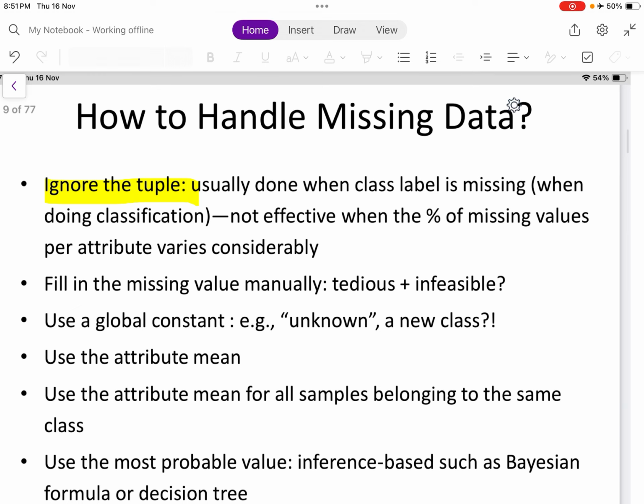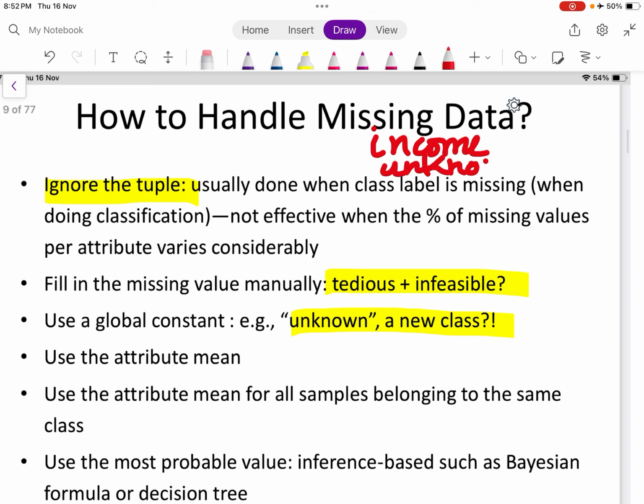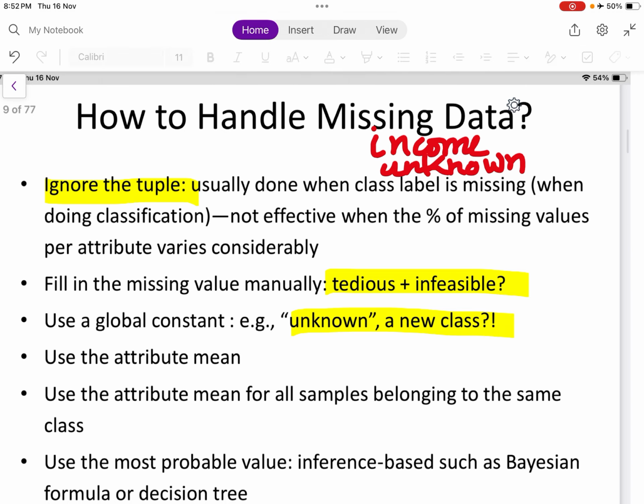Fill in the missing values manually: tedious and infeasible. Either you ask the customer and fill in the values manually, but it is tedious and infeasible. Use a global constant, for example, unknown, a new class. So if that sales data does not have the customer's income, then in the income column write unknown. Either fill in the income by asking the customer manually or write unknown.